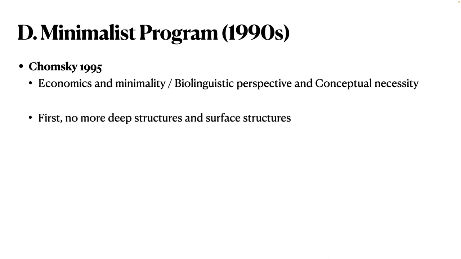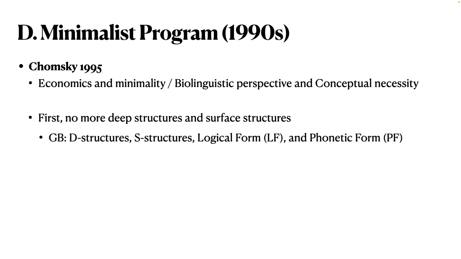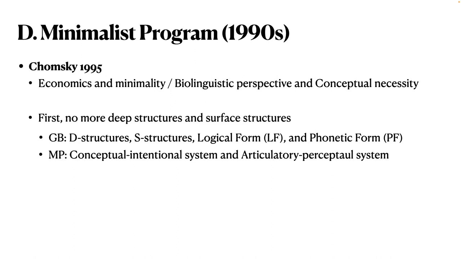First, deep structure and surface structure are no longer assumed. In the GB theory, both deep and surface structures, and logical and phonetic forms were assumed. However, since all languages are made up of sound and meaning, language only requires an articulatory-perceptual system that deals with sound information, and a conceptual-intentional system that deals with semantic information. Therefore, language can be sufficiently explained through phonetic and logical forms, and the previous deep and surface structures are discarded as redundant concepts that do not satisfy conceptual necessity.